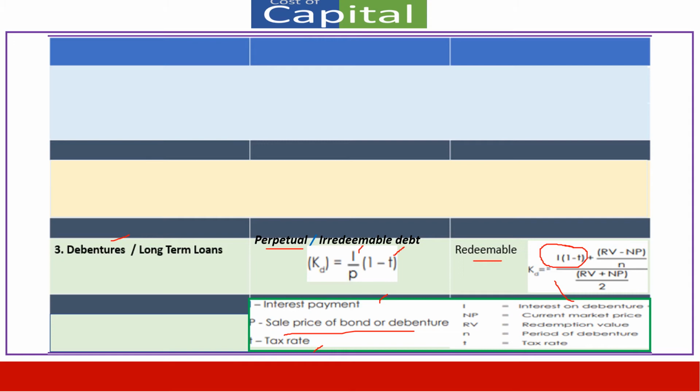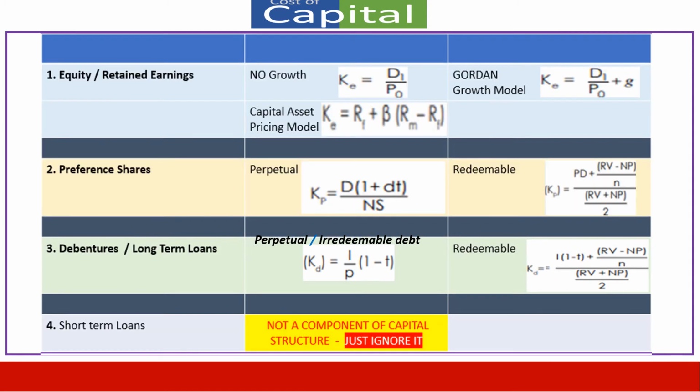Interest on debentures, current market price is NP, RV is redemption value, N is period of debenture, T is tax rate. It is a concept, once it is clear, it is so easy. This is a summary of it. Once again highlighting, short-term loans are not a part of cost of capital, and this is a summary of the 3 plus 2 plus 2, 7 formulae, of which this is rarely used. This is rarely used. This is also rarely used.